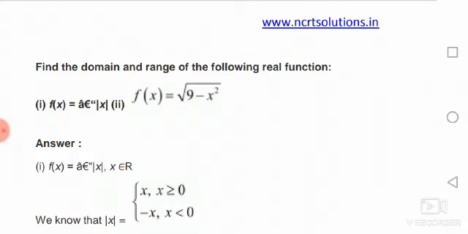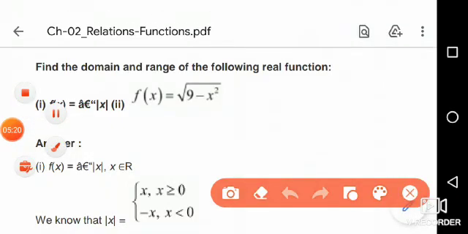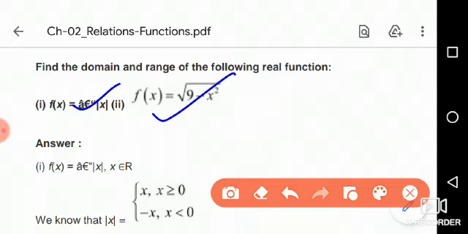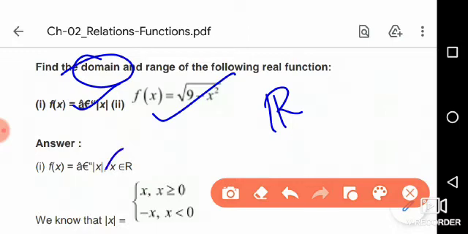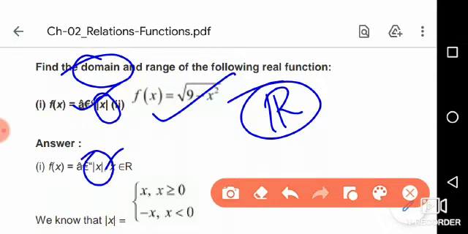Find the domain and range of the following real functions. Dear students, we have been given two functions. One is f of x is equal to mod x. Then another function is f of x equal to root of 9 minus x square. The domain of any function is always a set of real numbers. Therefore, in f of x equal to mod x, the domain of the function is the set of real numbers.